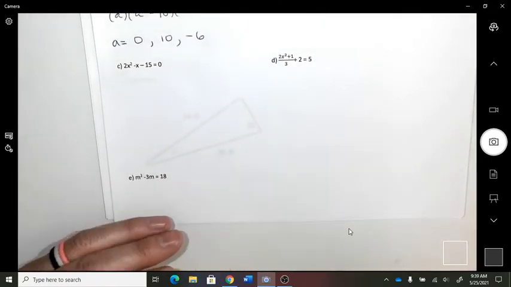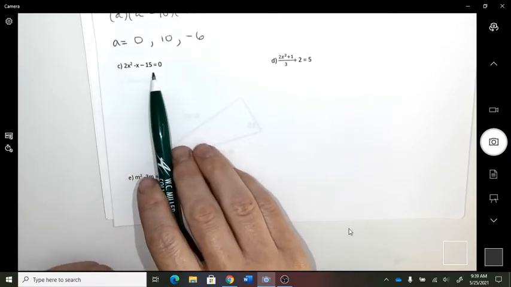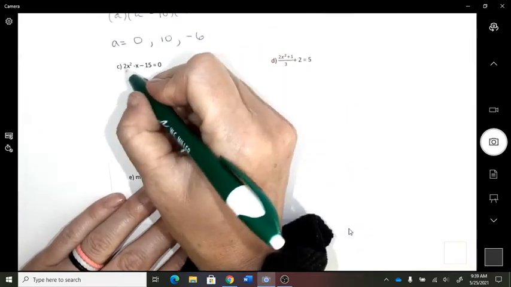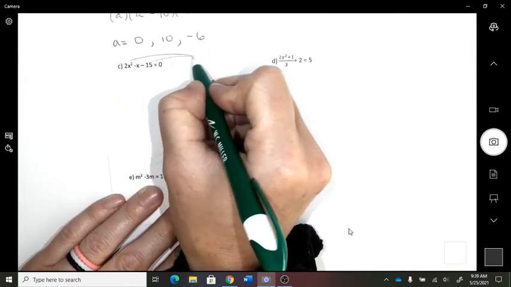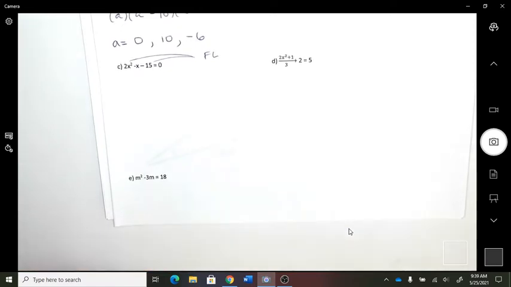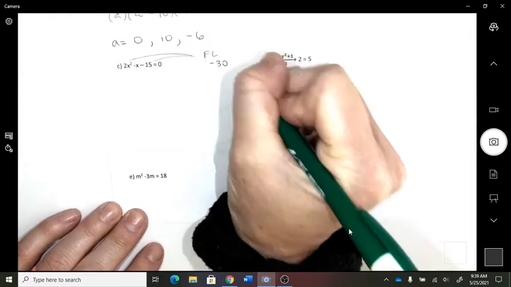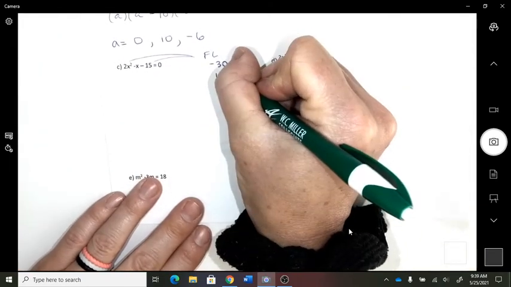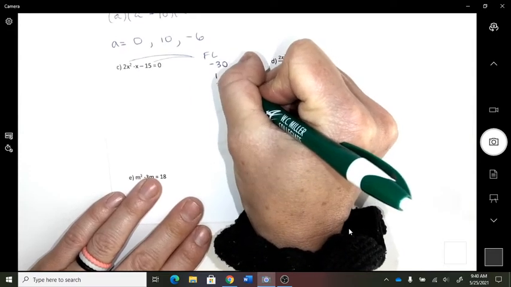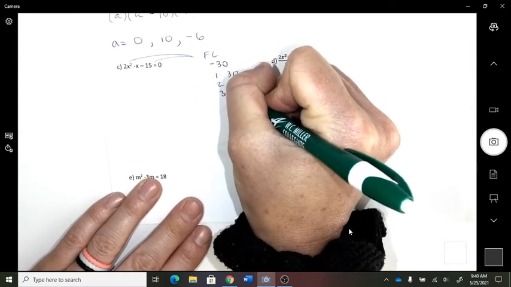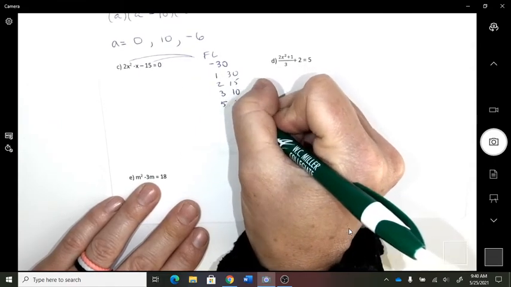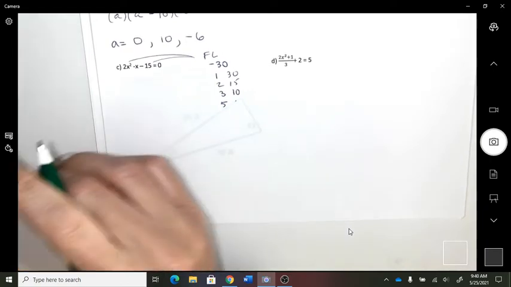Okay, letter C. What is this one? The style of it. Yeah, it's a complex. So I'm going to go over here and get a FLA number. So -30. So I'm going to list some things to get me 30: 1 and 30, 2 and 15, 3 and 10, 5 and 6.